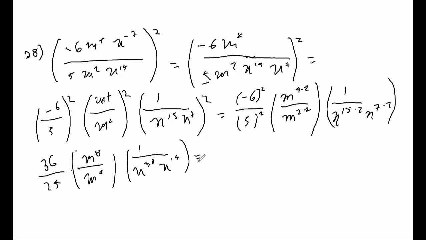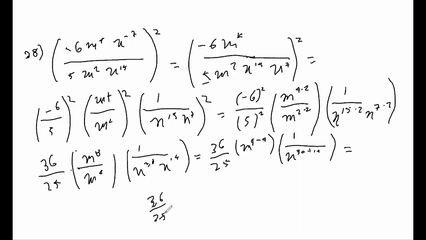And then I will continue using my various rules. So here I have 36 divided by 25, and then I use my quotient rule, 8 minus 4. And then here, I'll just keep the 1 on top, and I'll just use my product rule here, n to the 30 plus 14, and continue on.